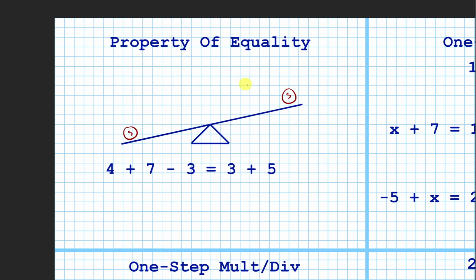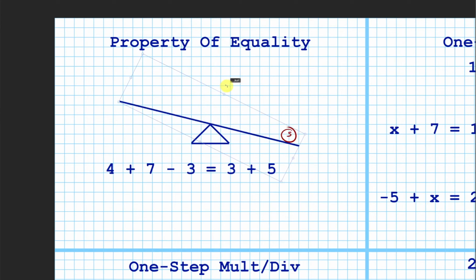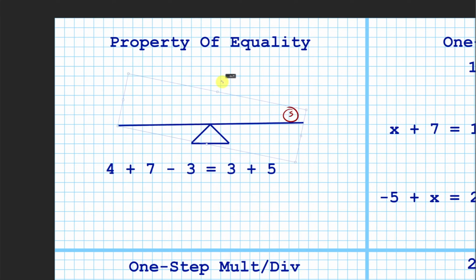If there's more weight on one side, the lever will go and look like this. If there's more weight on the other side, the lever will weigh down on the other side like that. But if there is an equal amount of weight on both sides, the lever, that little piece of wood, will stay perfectly balanced, perfectly flat.